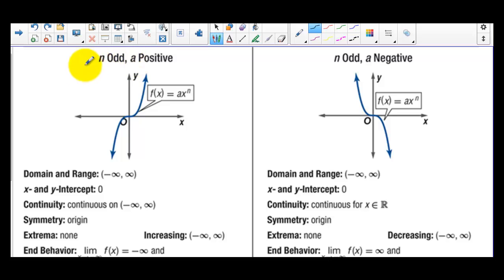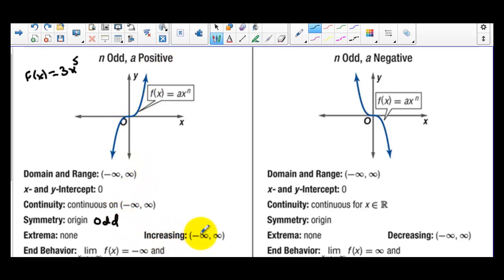If n is odd and a is positive, for example, f of x equals 3x to the fifth, a is positive, n is odd, then it's going to look a lot like x to the third. So domain and range, negative infinity to infinity. X and y intercept is 0. Continuity, negative infinity to infinity. Symmetry in this case is the origin. That means it is an odd function. Extrema is none. There is no lowest value and there is no highest value. There's no extrema for this one.